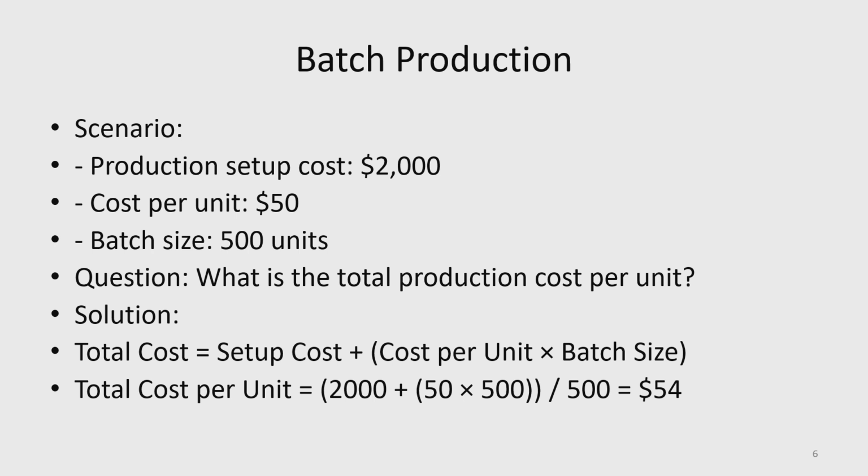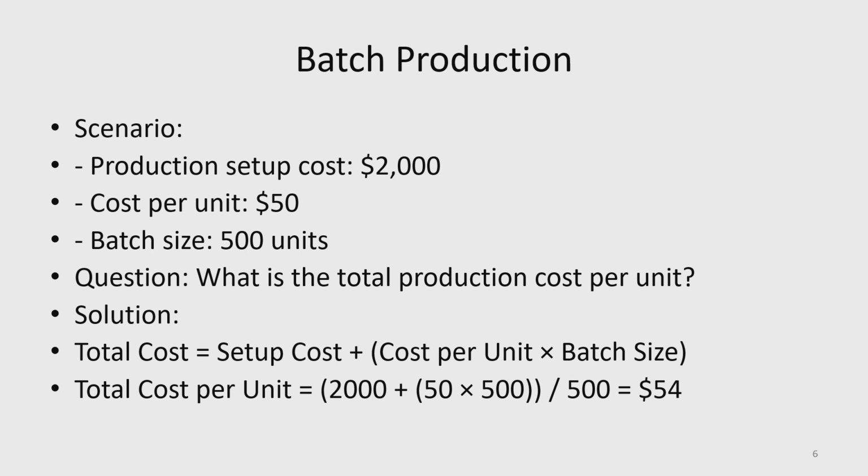So production setup cost suppose is 2000, that means setting up the things, arranging everything properly. Setup cost is one type of thing, it is not dependent on the quantity. Say for example, I want to make 50 houses of the same type, so the architect's cost can be included in the setup cost because he will make the drawing which will be common. And cost per unit is separate, this is proportional to the number of units, per unit $50, and suppose batch size is 500 units. So the question is, what is the total production cost per unit?